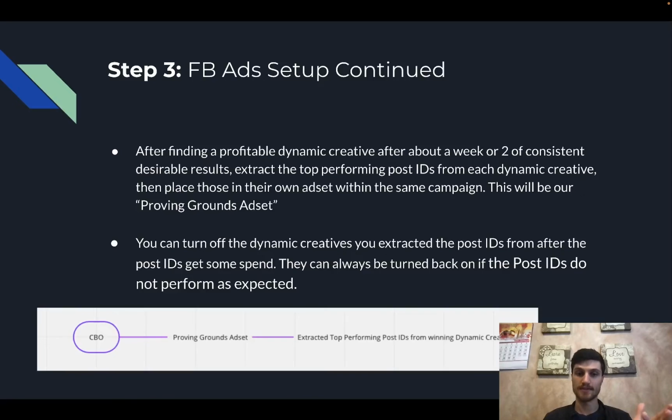So there's always a failsafe with that. But the idea is to take all these post IDs that you extract from these dynamic creatives and put them up into one main ad set. And this is basically going to become our control group in a sense, where we're going to try to keep testing new dynamic creatives below that to beat out our control, all within the same campaign. And I'll show you in the next slide.